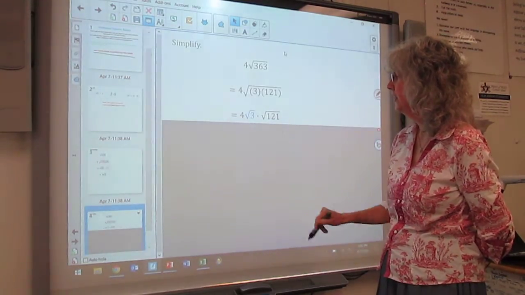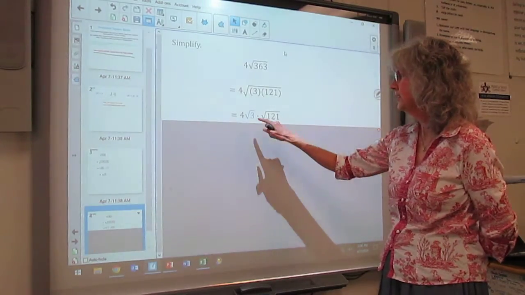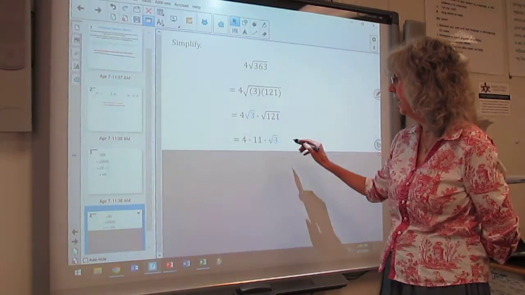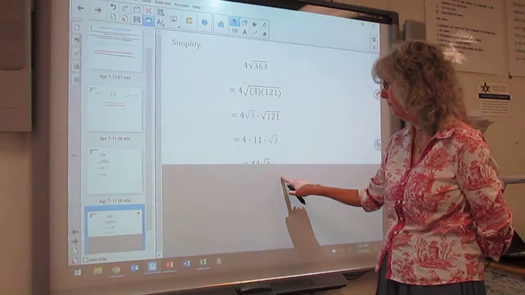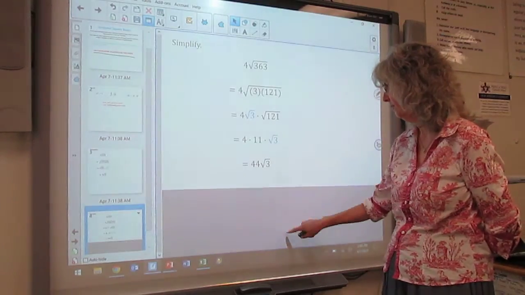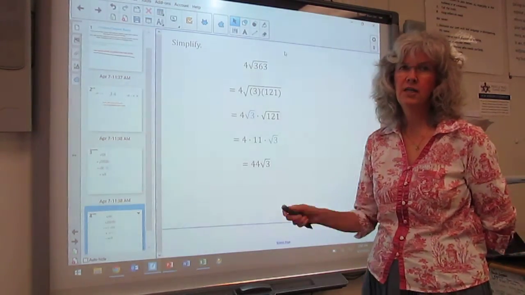So we change that to 4 times the square root of 3 times the square root of 121. The square root of 3 is irrational. That needs to stay. So we get 4 times the square root of 3 times 11, which comes down to 44 times the square root of 3. And that's really all there is to it. But no calculators on that work.